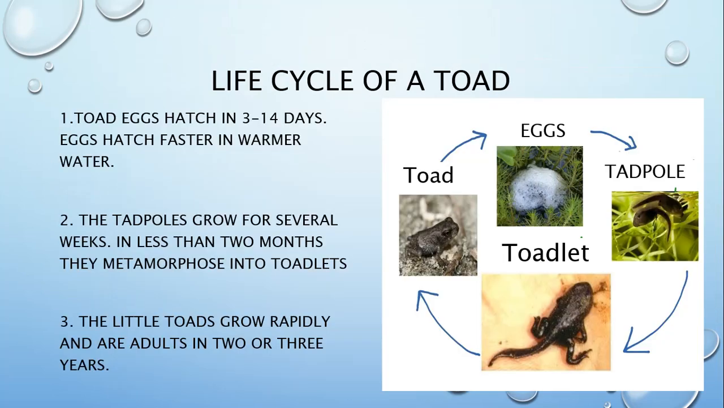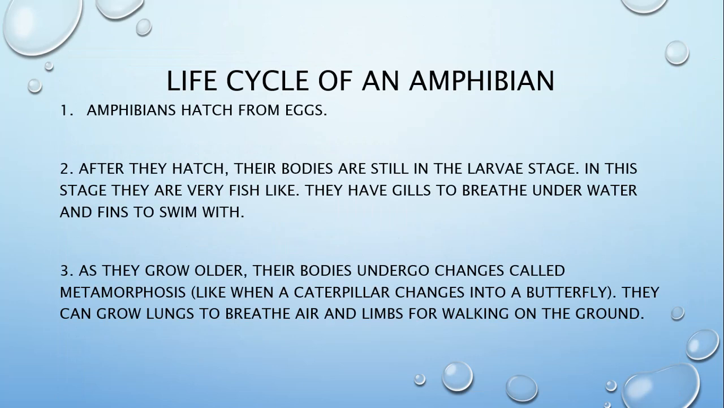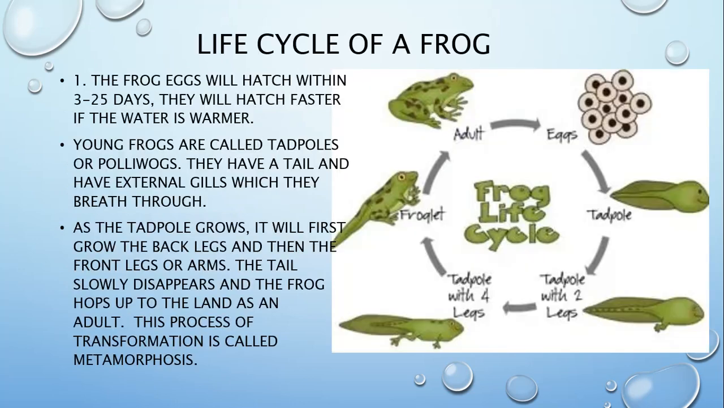The important thing to remember about the life cycle of an amphibian is that they all hatch from eggs, okay? After they hatch, they're very much like fish, okay? And as they grow older, their bodies undergo changes called metamorphosis. So if you need to remember anything, obviously remember this. And a super big hint, because my new favorite word is polliwogs, I feel like that will probably be on the check-in. Wink, wink, nudge, nudge.